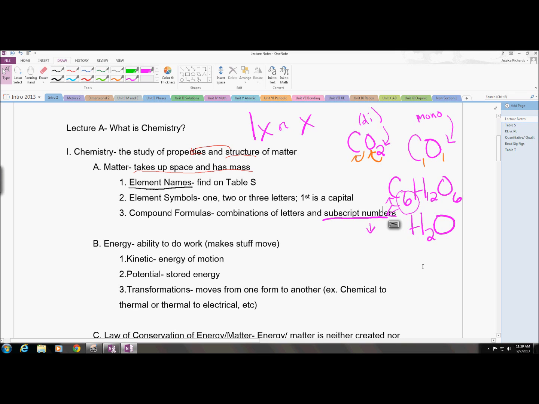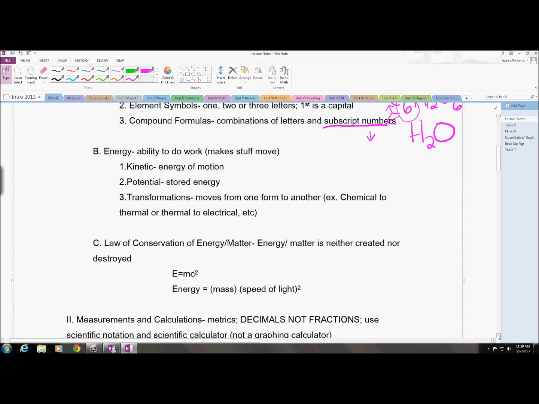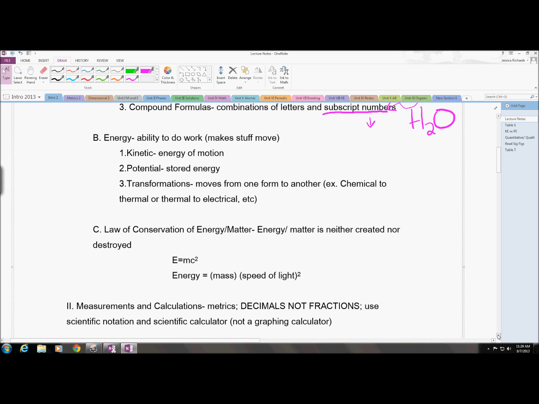We also are going to talk about energy this year because one of the properties of matter is energy. So energy is going to be defined as the ability to do work. Basically, we're going to make stuff move.